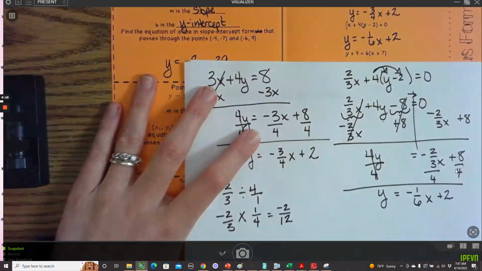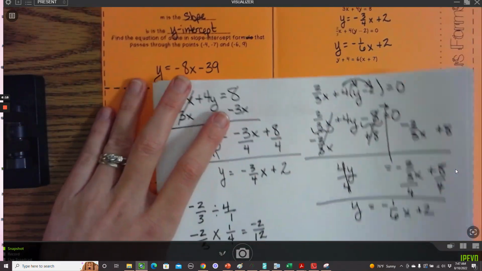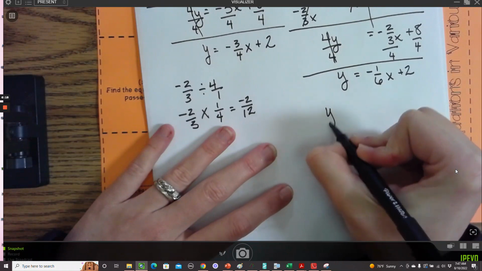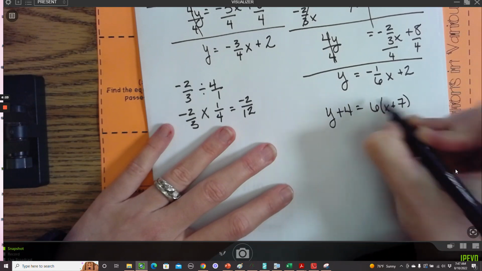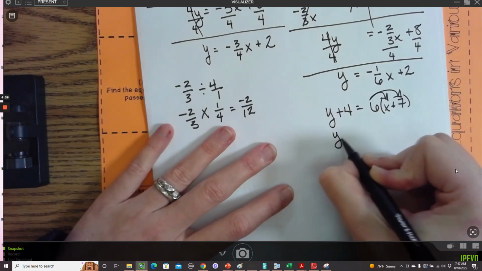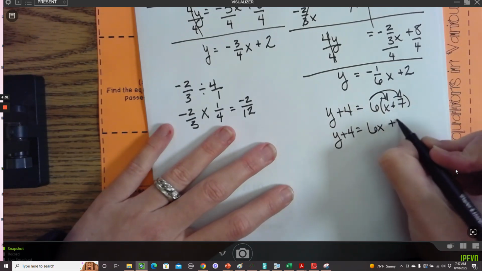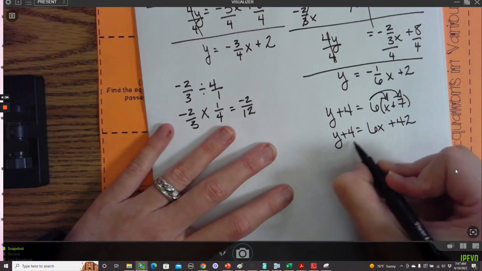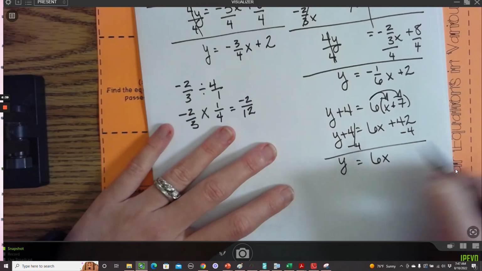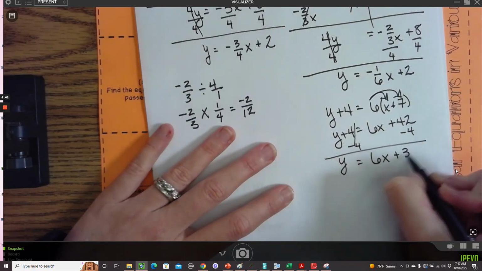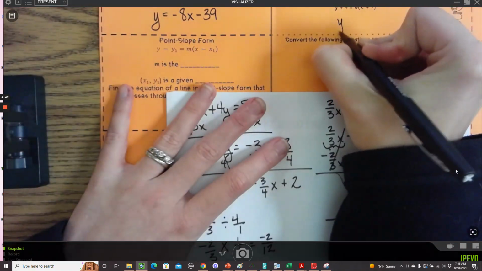All right, and then last one here, I'm trying to watch my time. We've got y plus 4 equals 6x plus 7. All right, distribute first. 6 times x is 6x. 6 times 7 is 42. And then here, all we've got to do is subtract the 4 from both sides, and that will get my y by itself. 42 minus 4 is 38. Again, if you need to use the calculator, use the calculator. All right.